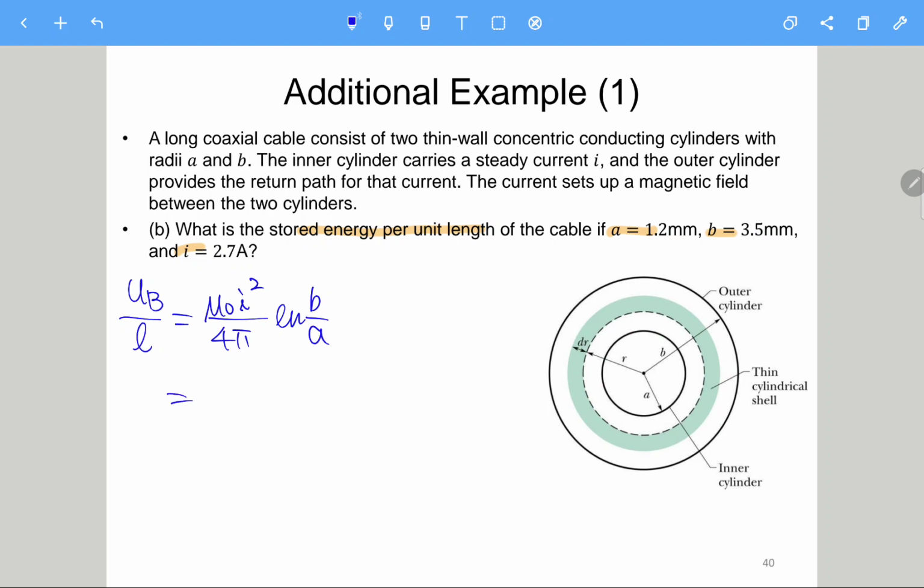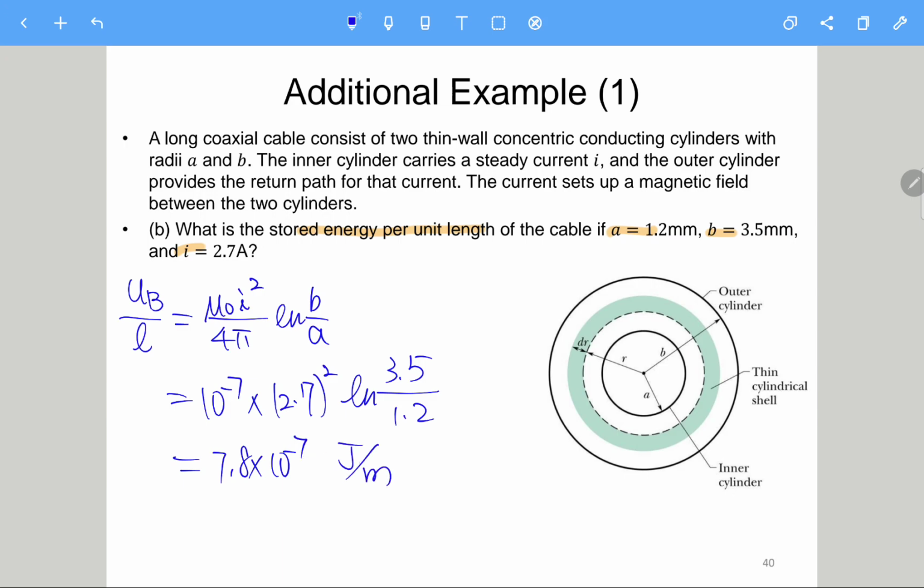Mu 0 is 4 pi times 10 to the minus 7. So over this 4 pi, it is 10 to the minus 7 times I squared, which is 2.7 quantity squared, times the natural log of 3.5 over 1.2. So this is 7.8 times 10 to the minus 7 joule per meter.